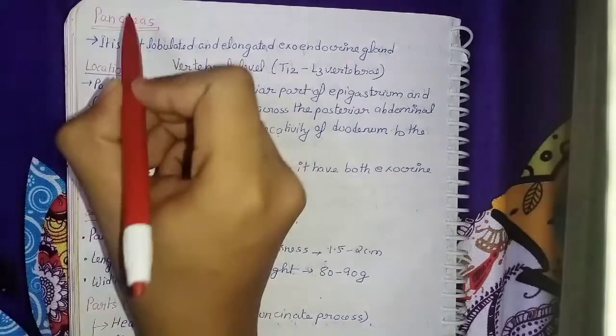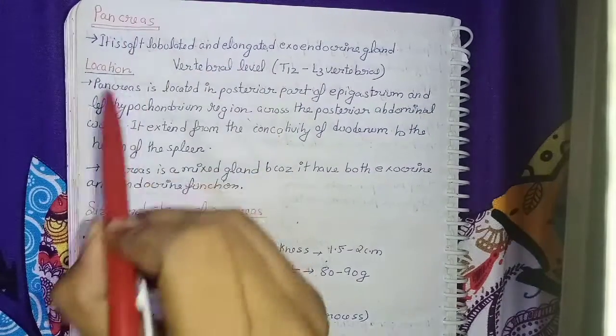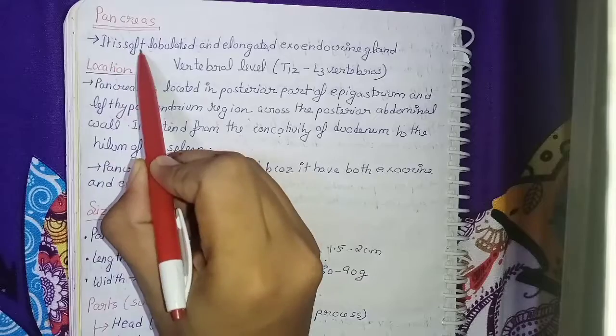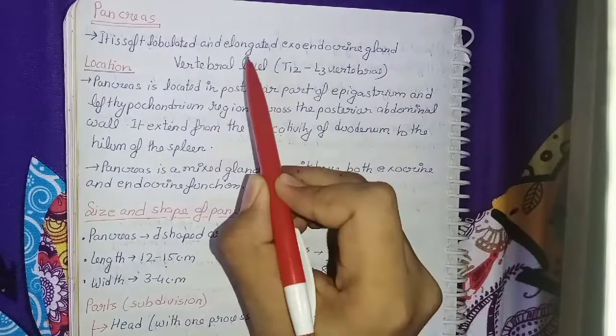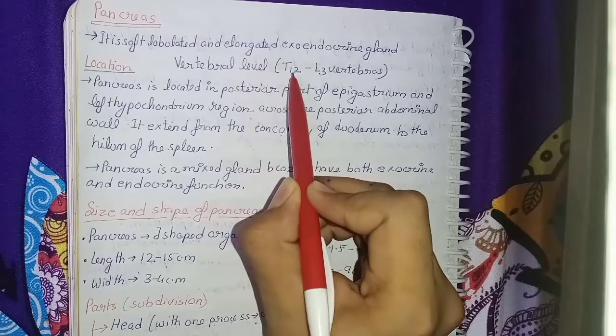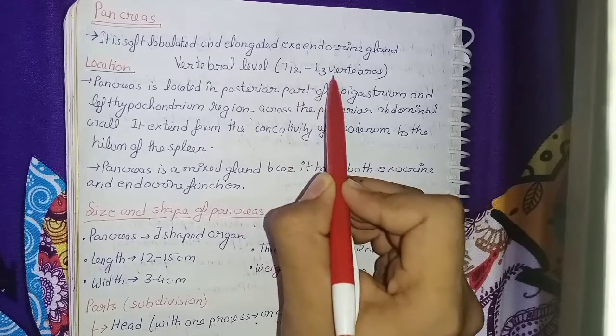Today's topic is gross anatomy of pancreas. So coming to pancreas, it is a soft, lobulated and elongated exocrine and endocrine gland. Its vertebral level is from thoracic 12 to lumbar 3 vertebra.